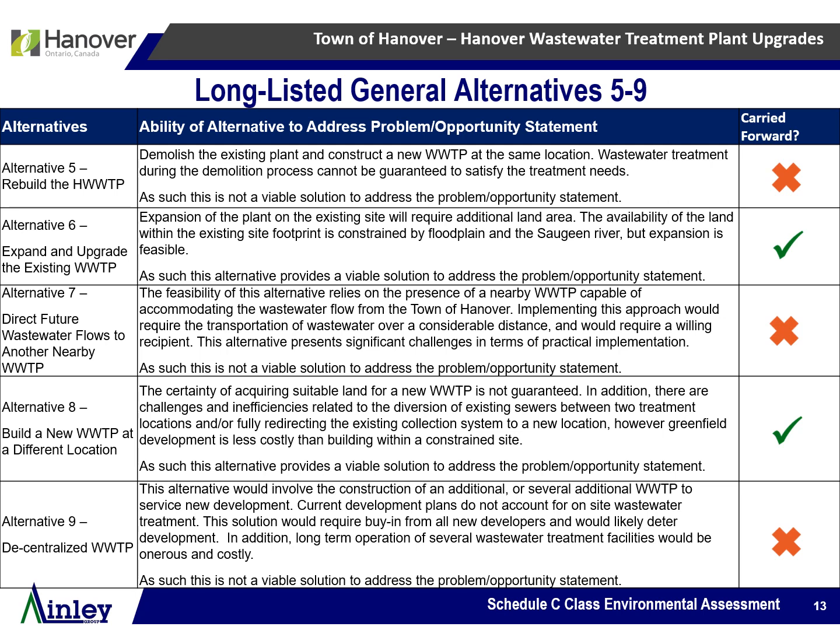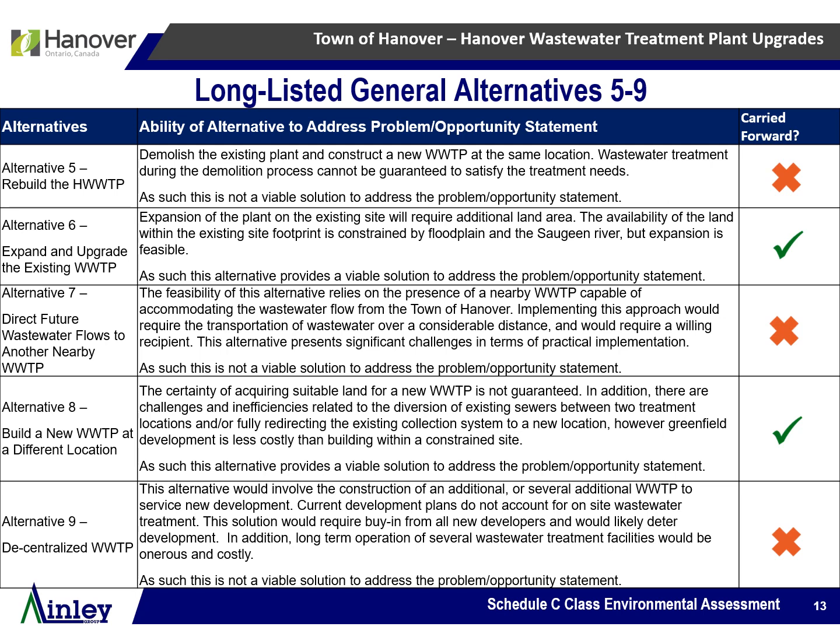Alternative 5, rebuild the wastewater treatment plant. This alternative involves the demolition of the existing plant and the construction of a new wastewater treatment plant at the same location. Wastewater treatment during the demolition process cannot be guaranteed to satisfy the treatment needs of the town. As such, this is not a viable solution to address the problem and opportunity statement.